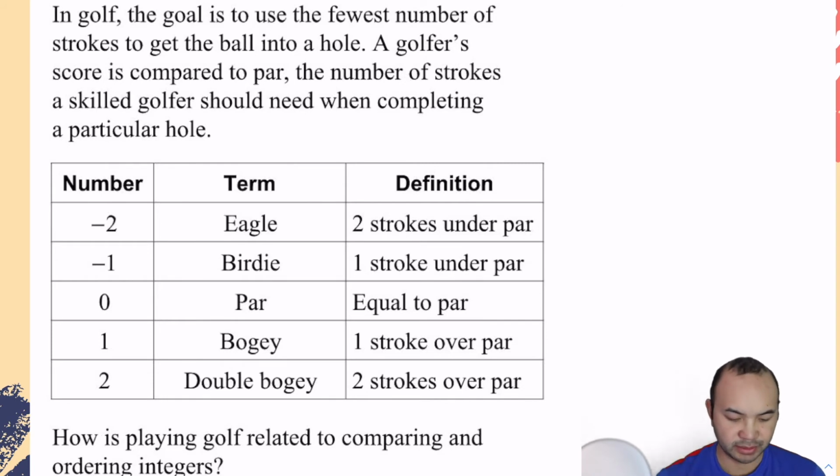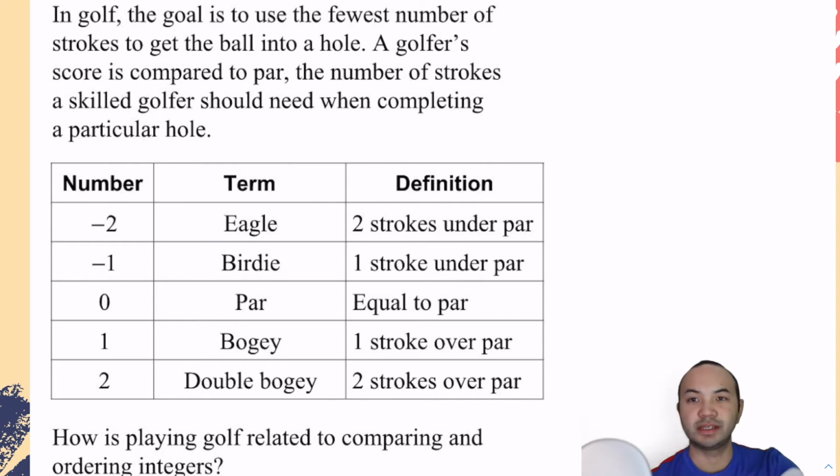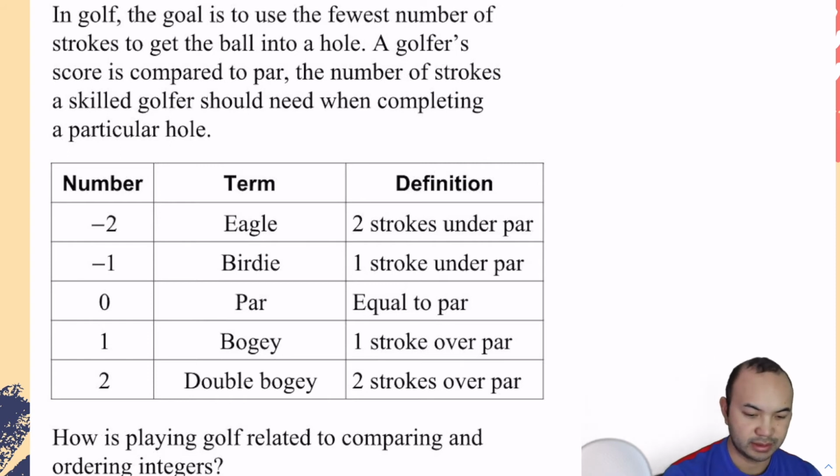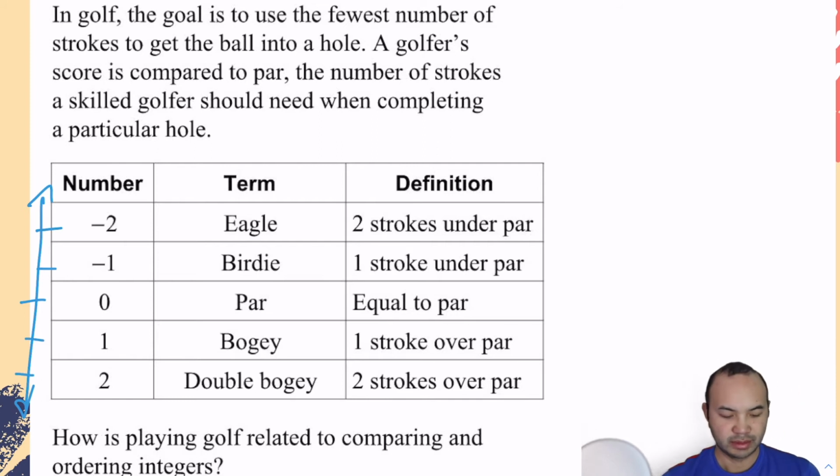Okay, how is playing golf related to comparing and ordering integers? As you can see here, this almost looks like a number line. This does look like a number line going from here. This is 0, -1, -2, except this would be flipped, right? This would be the opposite way around.